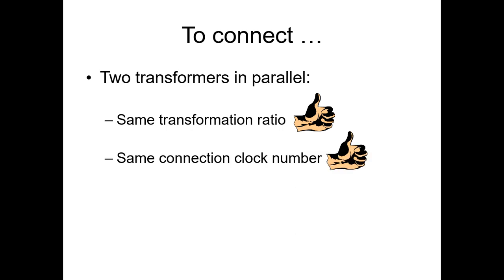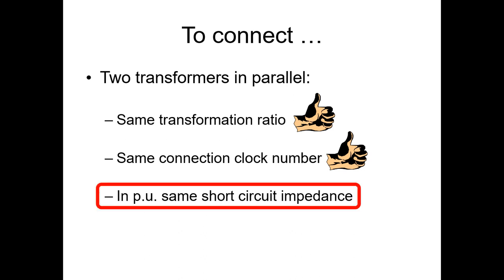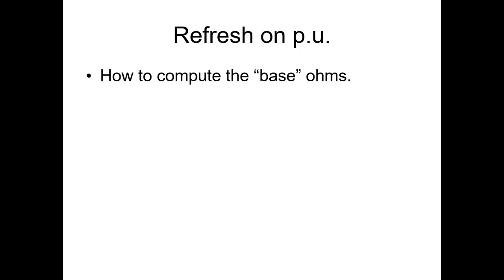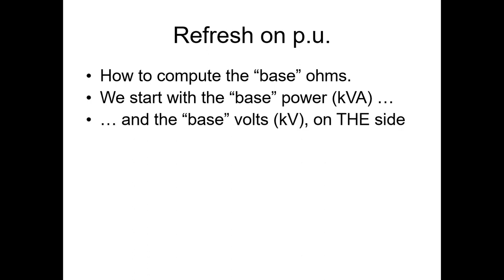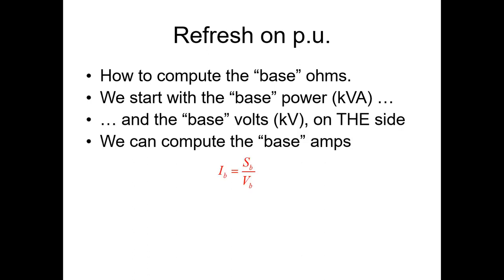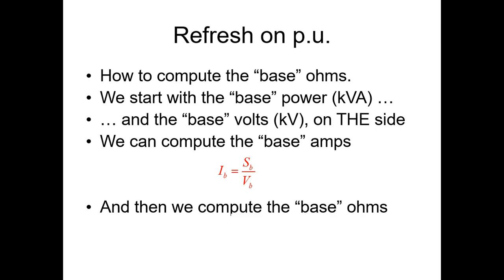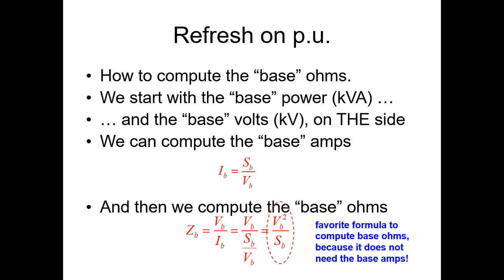For a transformer to be connected in parallel with another, we have to make sure they have the same transformation ratio, and they belong to the same clock number. What else? They have to have the same short circuit impedance in per unit, not in ohms. Why? Let's see. Let's refresh on per unit. How do we compute the base ohms? We start with the base power and base volts. And then we compute the base amps like this one, right? And then we can compute the base ohms this way. Or this way, which is the favorite for electrical engineers. The base ohms, the base amps.